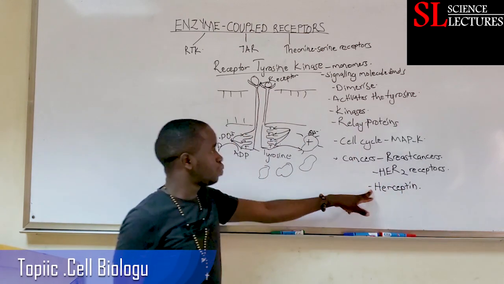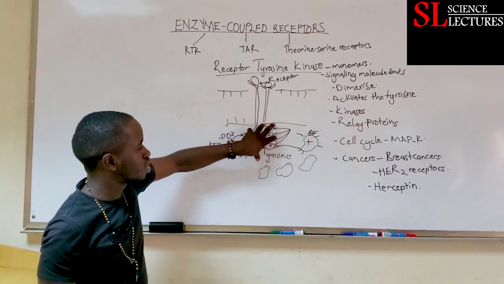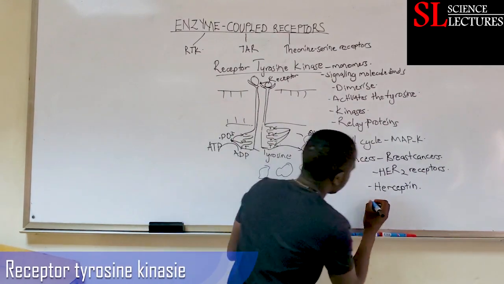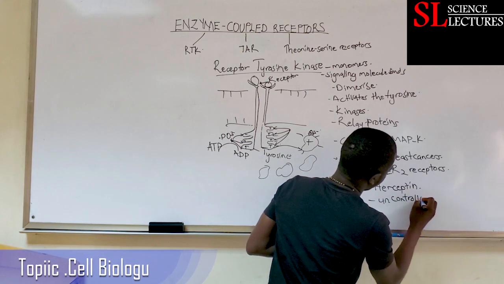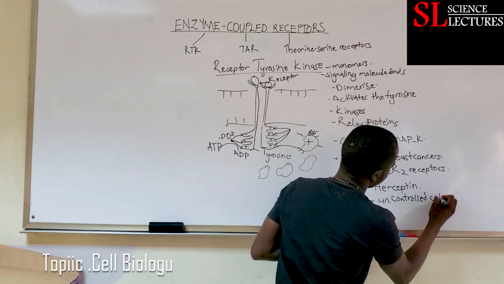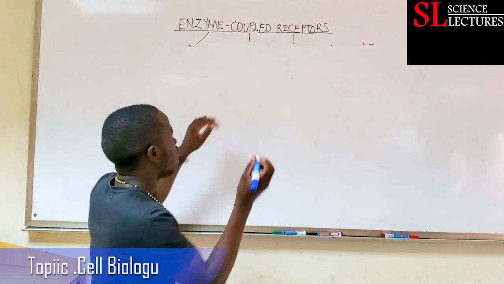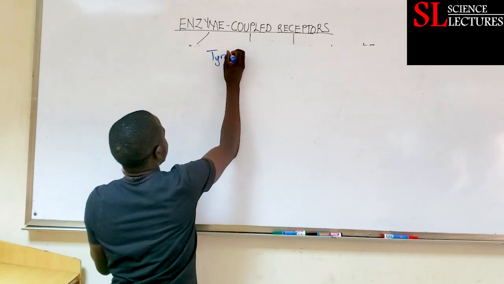So this Herceptin binds here. When it binds here, it prevents the activation of this cytoplasmic tail, thereby inhibiting uncontrolled cell division.